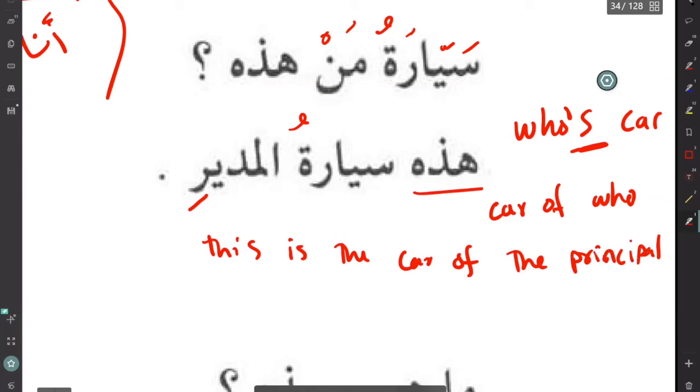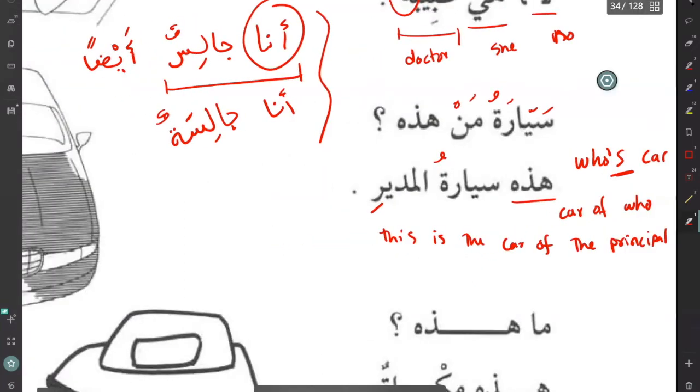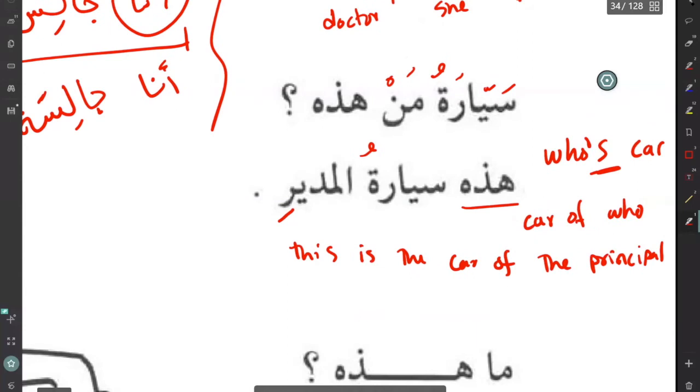Guys, are you getting this? This is a little bit complicated, or is it okay? Because there are two main things we have to master right now. Number one is idafa. Idafa is a big deal, right? Idafa is the main thing. But don't worry if you didn't get this one. This is a little bit tricky. It's not that simple. I'm not being tough on you here. But this one you should understand, right?